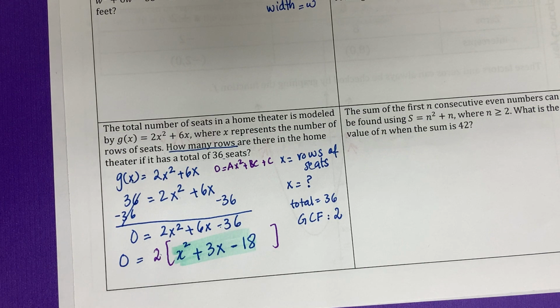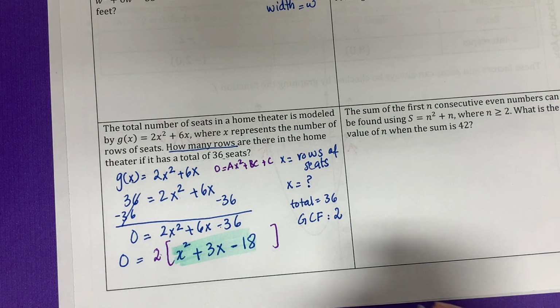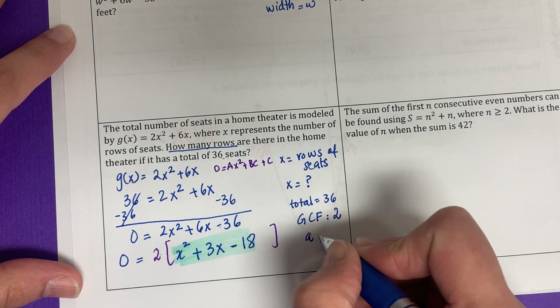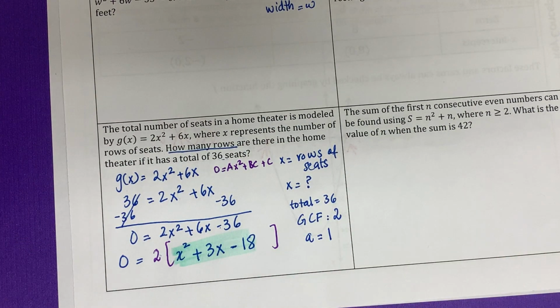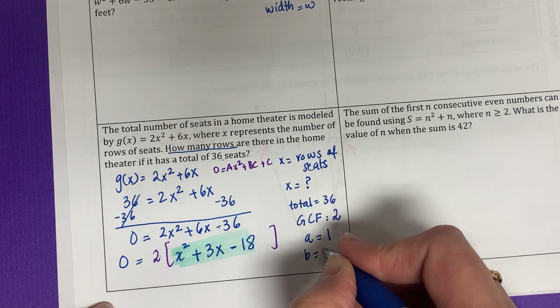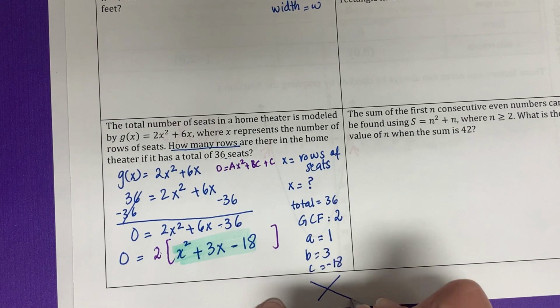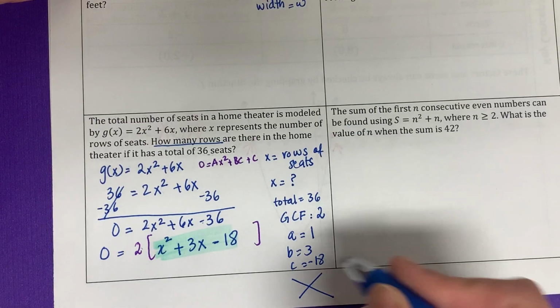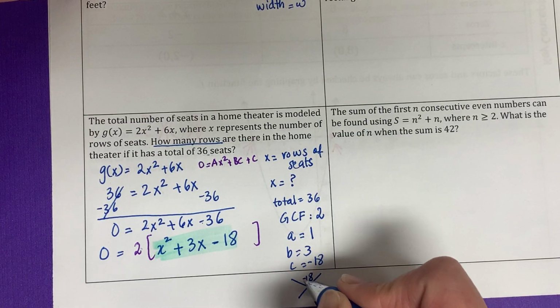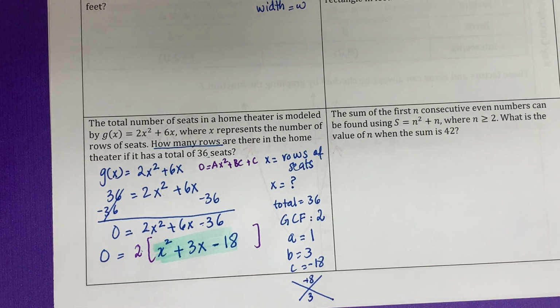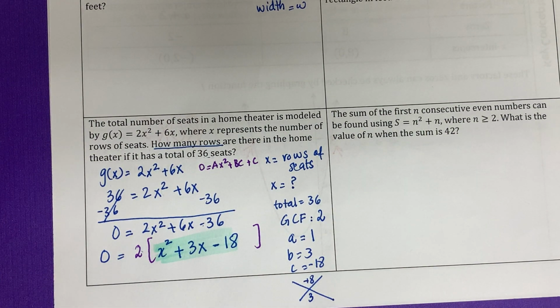X puzzle, there. A equals 1. That makes my life very easy because I will have the x puzzle and whatever numbers I get are my factors. B equals 3 and C equals negative 18. So x puzzle, A times C is negative 18 on the top and 3 on the bottom. 3 times 6 is 18, okay.